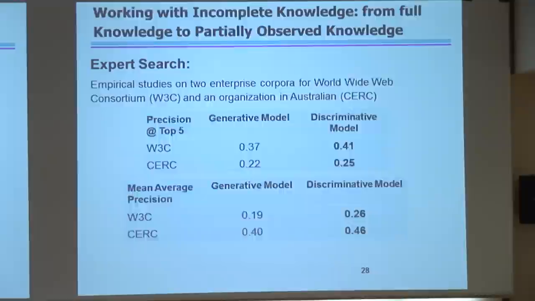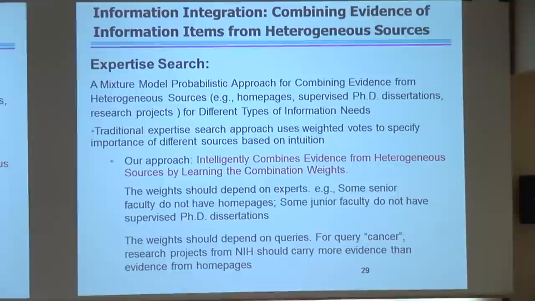So the last one I would like to speak about. The last issue, or technical challenge, for information retrieval applications is how to integrate information from heterogeneous information sources. This is a pretty interesting and tricky problem. For example, for expert search, in our real world expert search system, we are combining expertise information from 7 or 8 heterogeneous information sources, like homepage, research project, supervised PhD dissertation, technical transfer, patent, and so on and so forth.